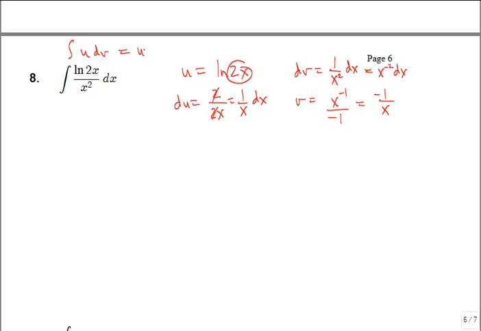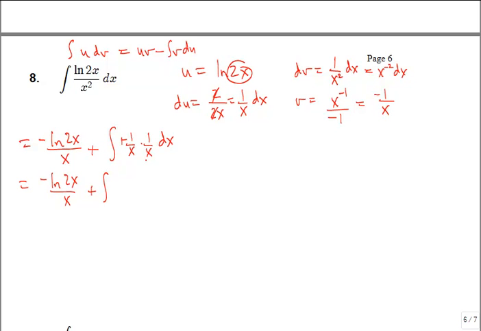So this is going to be u times v minus the integral of v du. So u is ln of 2x times v, which is this negative 1 over x, so I'll just put the negative out front and the x on the bottom, minus the integral of v, which is this negative 1 over x, times du, which is this 1 over x dx. So we get negative ln of 2x over x. This minus minus I'm going to make plus, and 1 over x times 1 over x is 1 over x squared, or x to the negative 2.